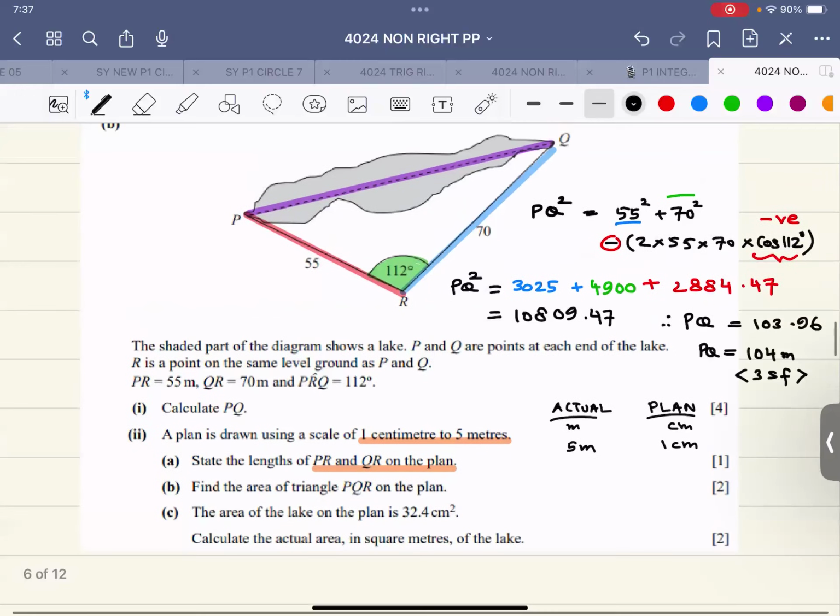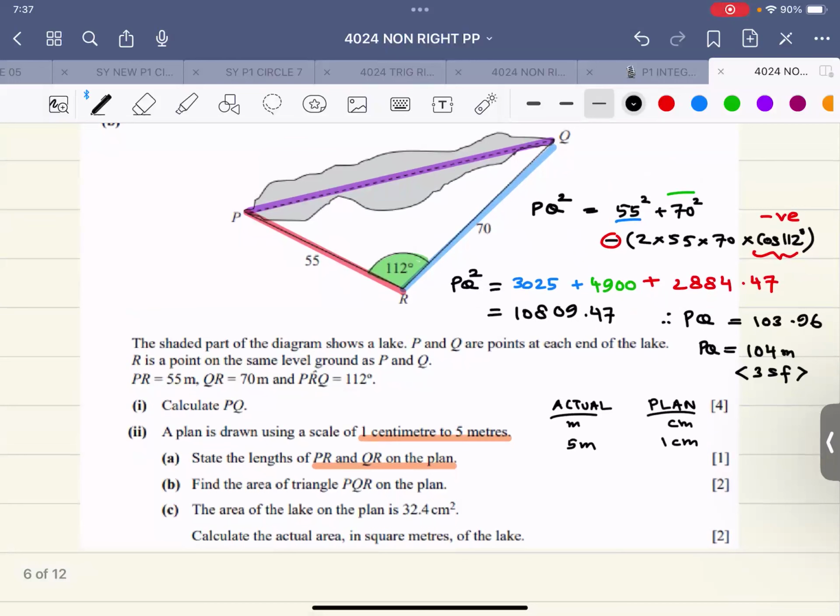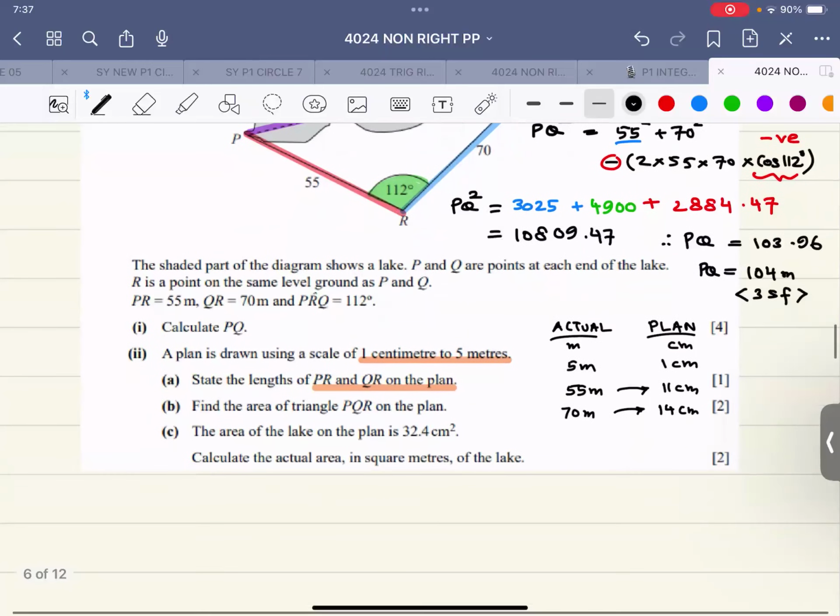And what is PR? PR is 55. So 55 meter will become 11 centimeter. And what about QR? QR is 70 meter. That will also be divided by 5. So that would be 14 centimeter. So now these two values were written over there. That thing is done. Now the next part.